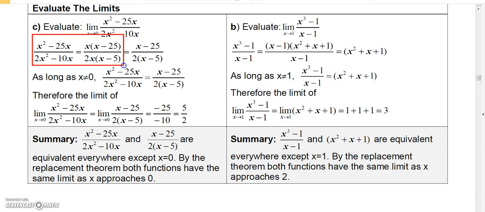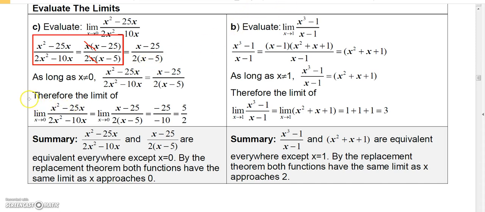Hang on just a second, something's off on this one. Okay, I take it back. It's fine. I was thinking that I was going to cancel the x minus 25, but actually what I'm going to end up canceling here are just the x's. So here I can cancel this x with this x, and then in the numerator I just get x minus 25, and in the denominator I get 2 times x minus 5.